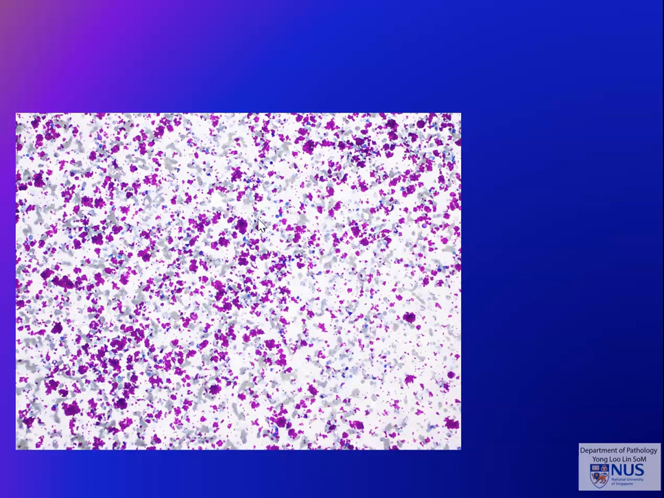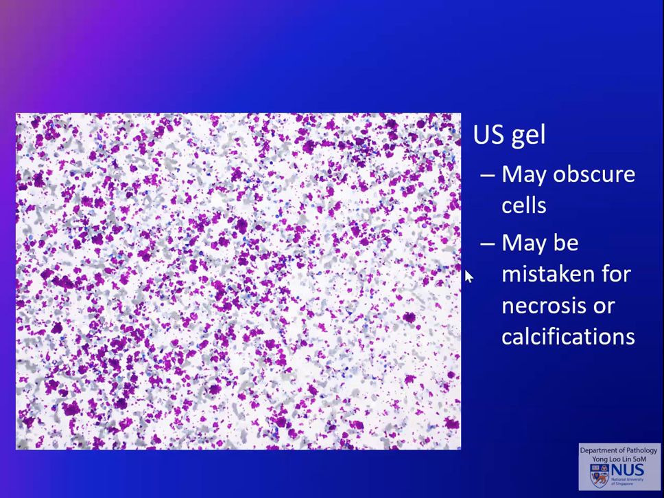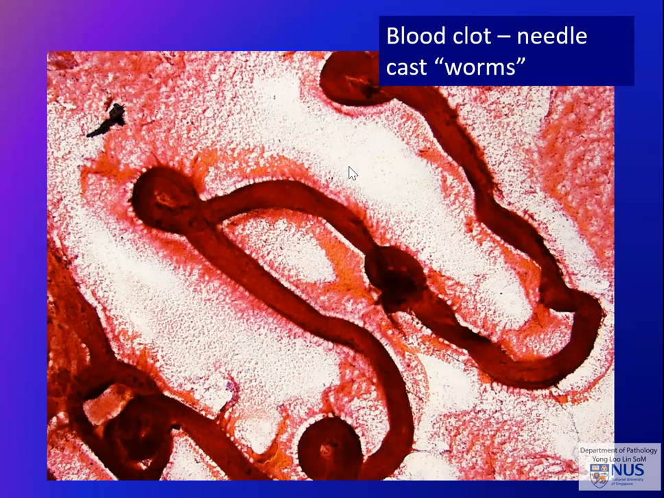Here is ultrasound gel. This is an artifact that can sometimes obscure cells if it's very thick, or even worse, be mistaken for pathology. The way to prevent this is very simple: just wipe off excess ultrasound gel on the skin before the needle penetrates the skin.